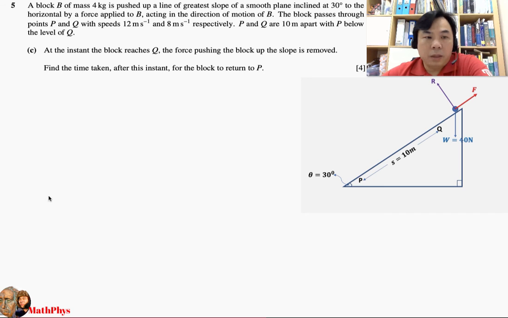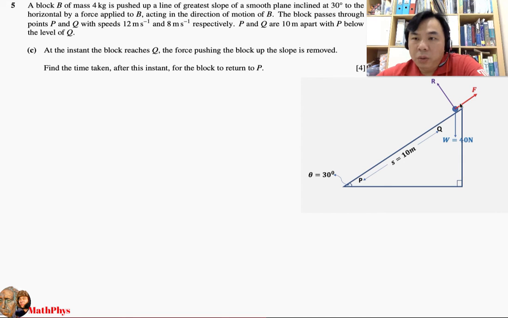I think at this point I forgot to remove this force here. So after Q here, the force has been removed. Yeah, bear in mind. Okay, so in my simulation, there's a bit of a correction here.